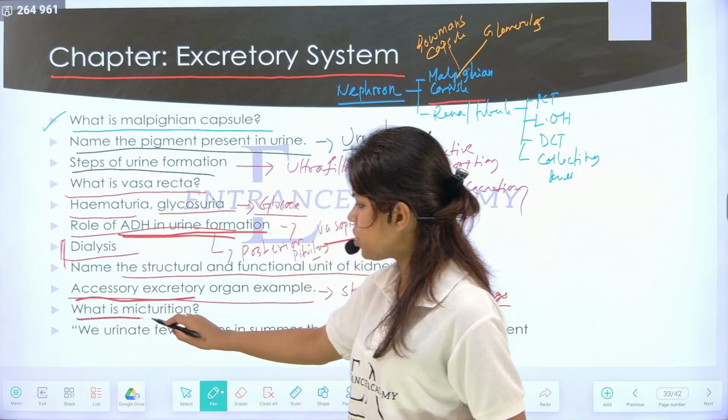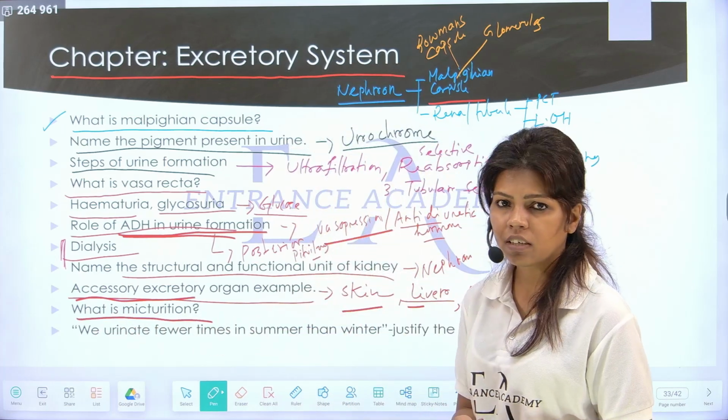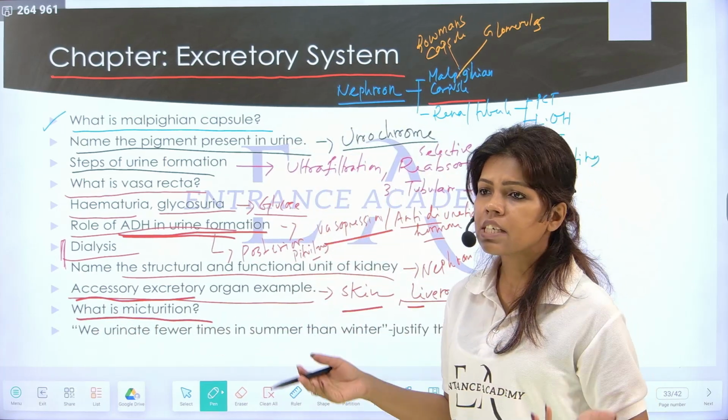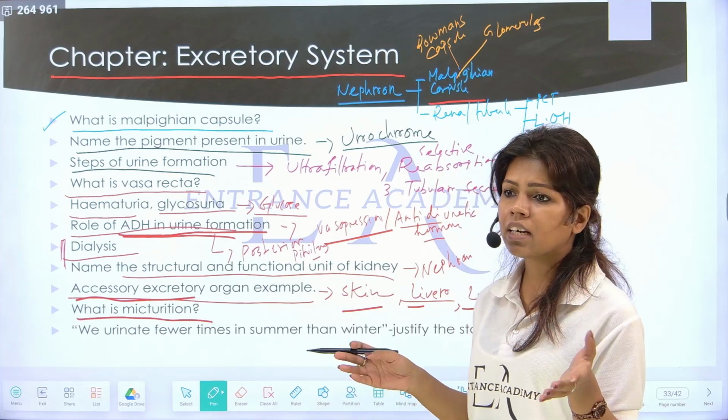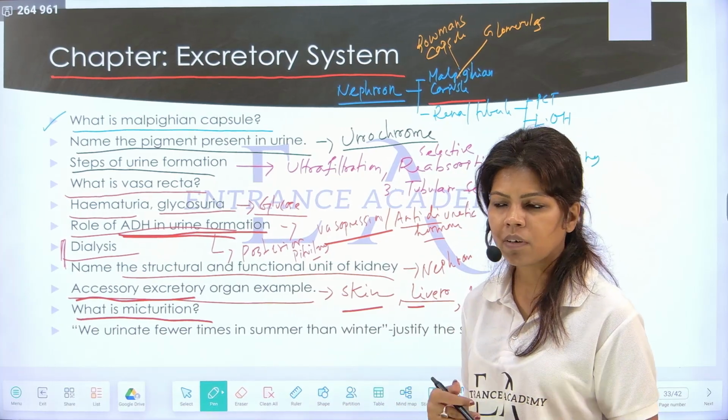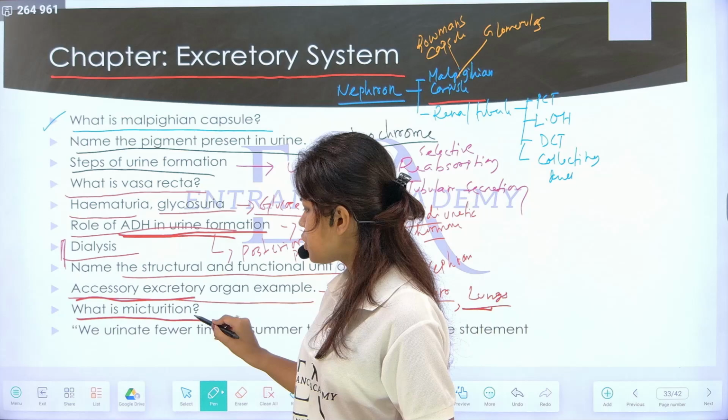What is micturition? Micturition is the release of urine upon receiving an impulse from our brain. When the bladder gets squeezed, the urine comes out from our body. That process is known as micturition.